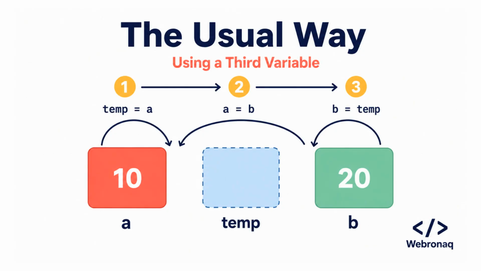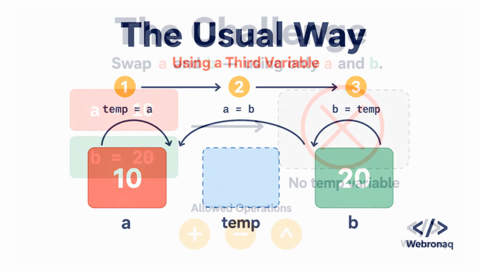Swap done. This is the same idea behind cut and paste in Word. When you cut something, it doesn't vanish. It sits on the clipboard until you paste it somewhere. That clipboard is exactly what temp is doing here. It works perfectly, but it does need that extra slot in memory. So the question is, can we pull this off without it?